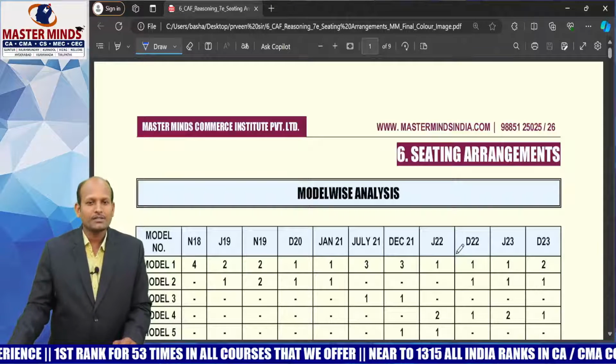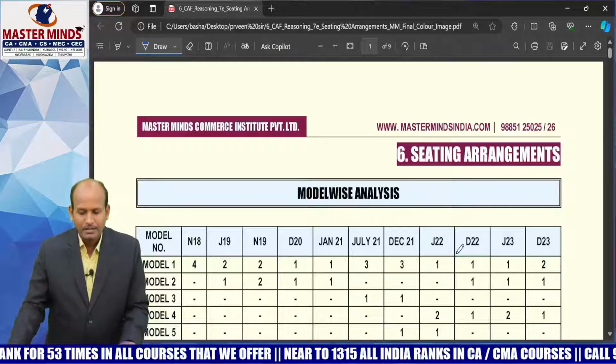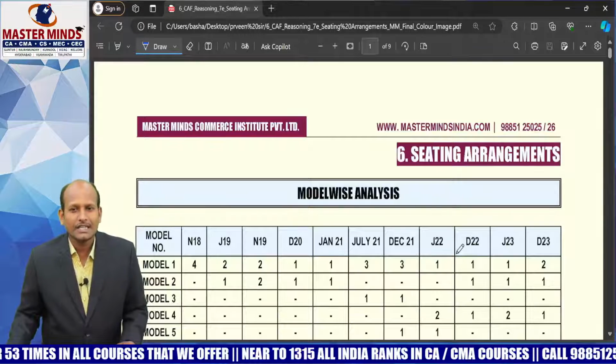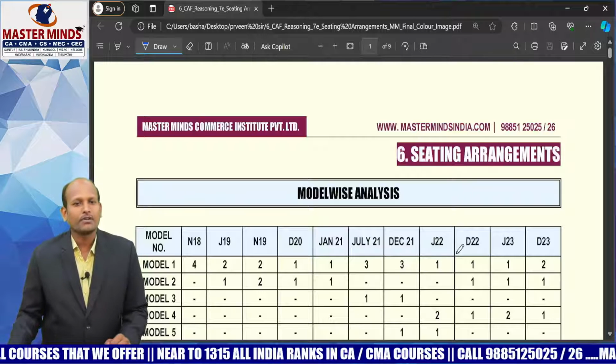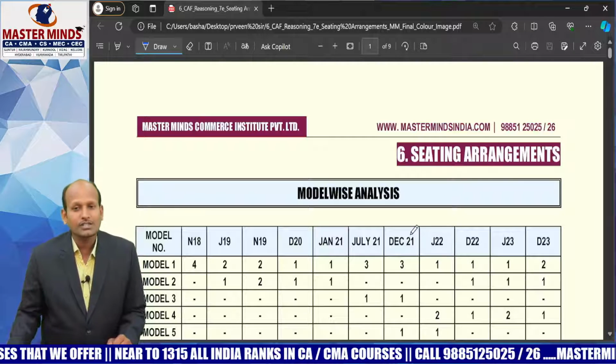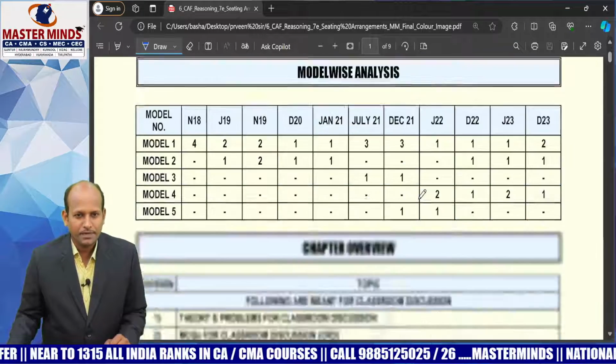Okay, hi students. Let me continue with the next chapter of our logical reasoning, that is the sixth chapter, seating arrangements. Up to now we have successfully completed 5 chapters of our logical reasoning. So now the last chapter of our logical reasoning, the sixth chapter, is seating arrangement.